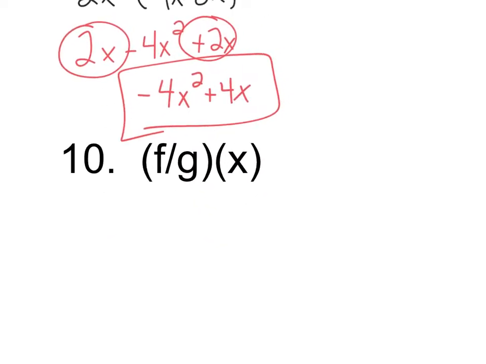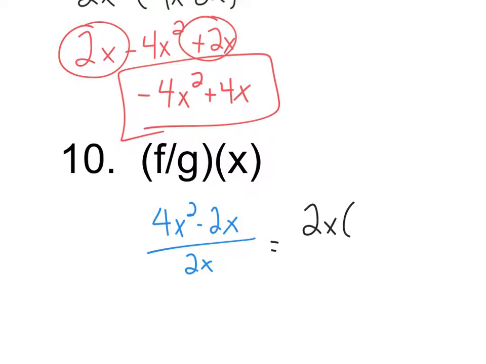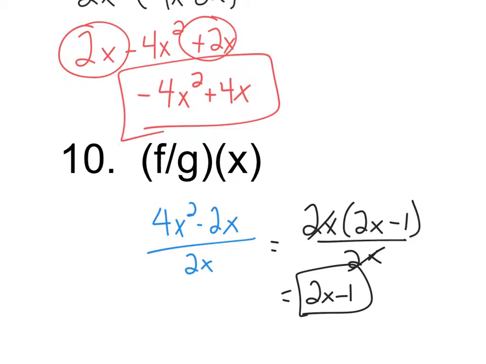And then this one, this is probably the hardest one, but it's not too bad. F divided by g. That's 4x squared minus 2x divided by 2x. Now, it'd be tempting to just cross out the 2x's, but you can't do that. What we're going to have to do is factor. I can take a 2x out of both of those. 4x squared divided by 2x is 2x. 2x divided by 2x is 1. Now I can cross out the 2x's, and I get 2x minus 1 as my answer, okay?